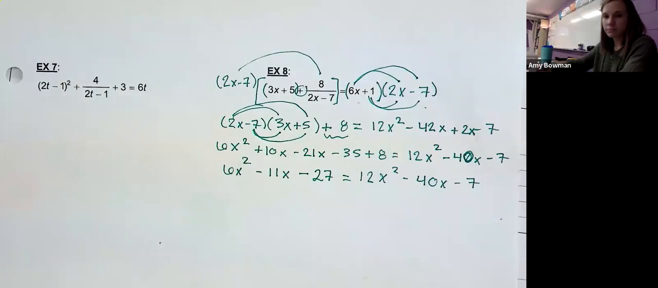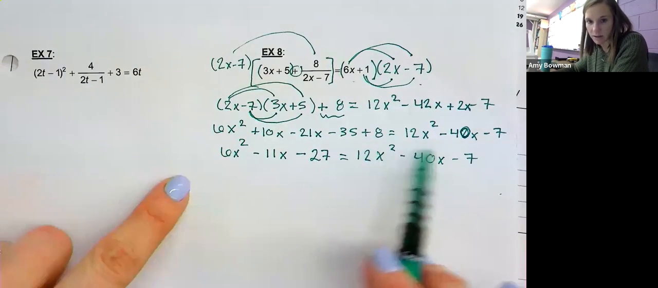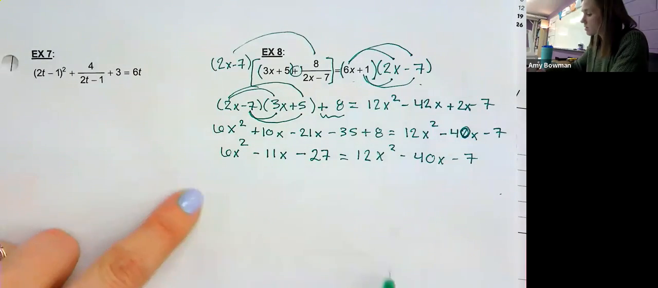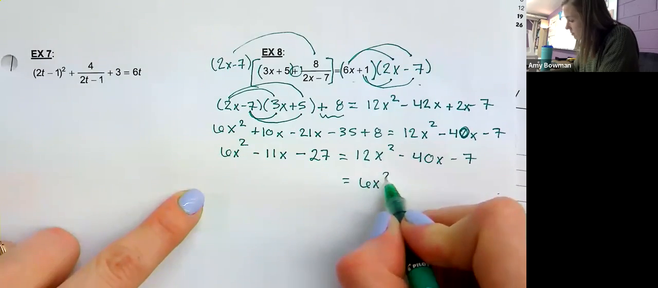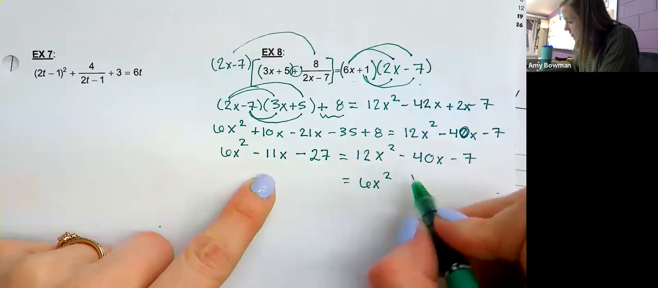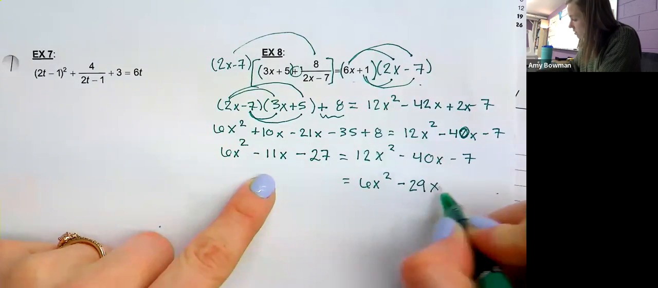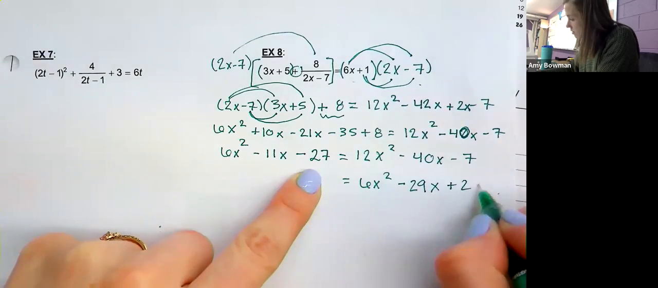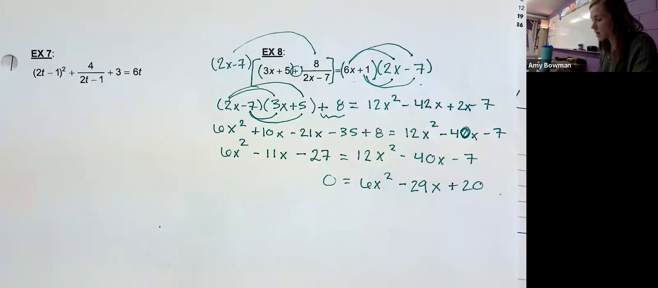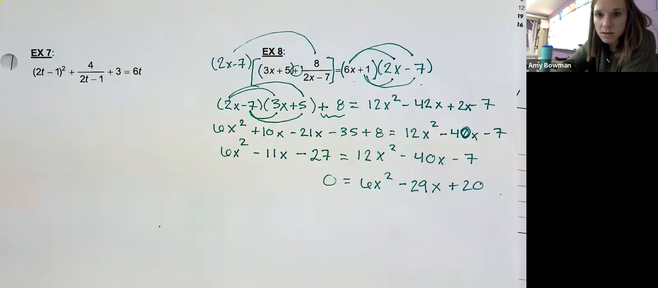Okay. Now, since we've got two quadratics, we can put everything on one side, then factor or use the quadratic formula. So I'm going to subtract 6x, I'm going to add 11x, and we end up with one quadratic on the right-hand side. And then this is going to factor.